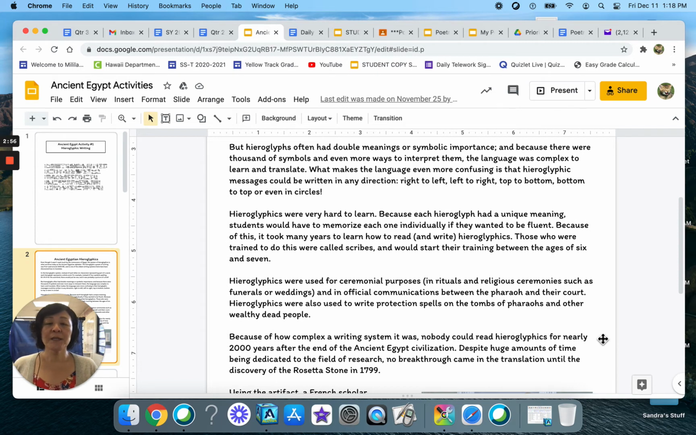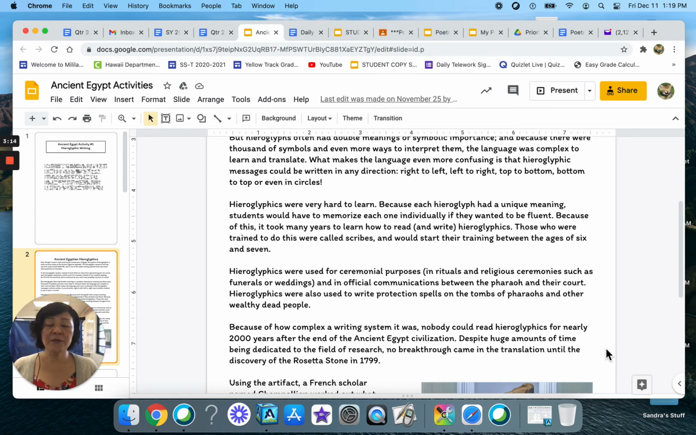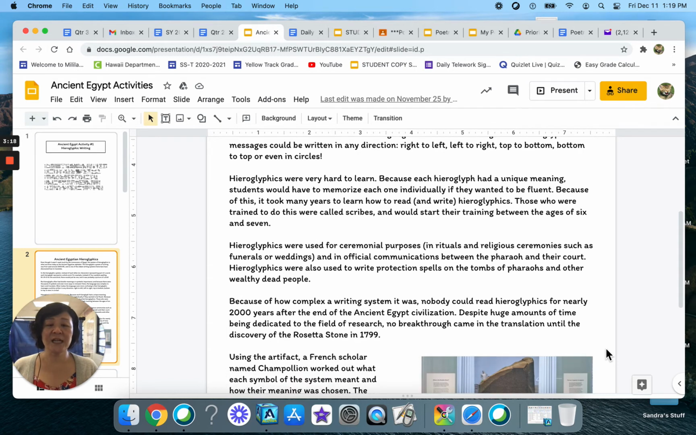Because of how complex a writing system it was, no one could read hieroglyphics for nearly 2,000 years after the end of ancient Egypt civilization. Despite huge amounts of time being dedicated to the field of research, no breakthrough came in the translation until the discovery of the Rosetta Stone in 1799.